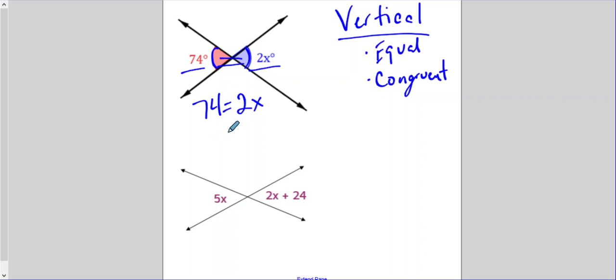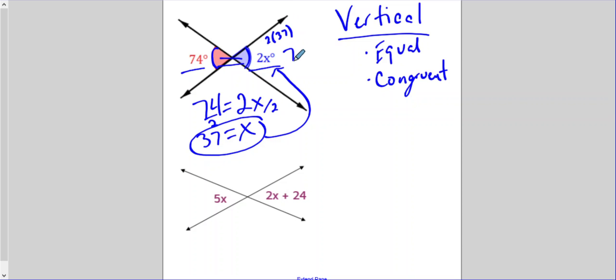2x equals 74, and so we're going to divide by 2 on both sides, x is 37. Excuse me. And that should make sense. When you plug that number in there, 2 times 37 tells us that that is 74, which is what it should be. That should be the same as the angle that's across from it. Just as a bonus, we know that this is 106, because that makes a straight line together. And these are across, so that's also 106.